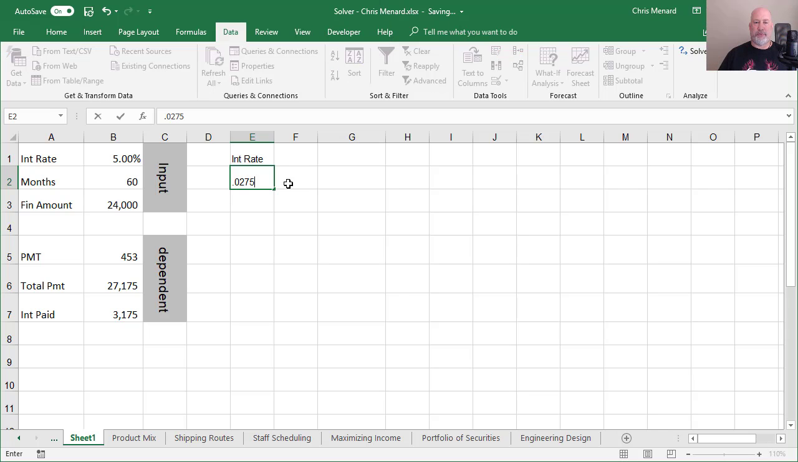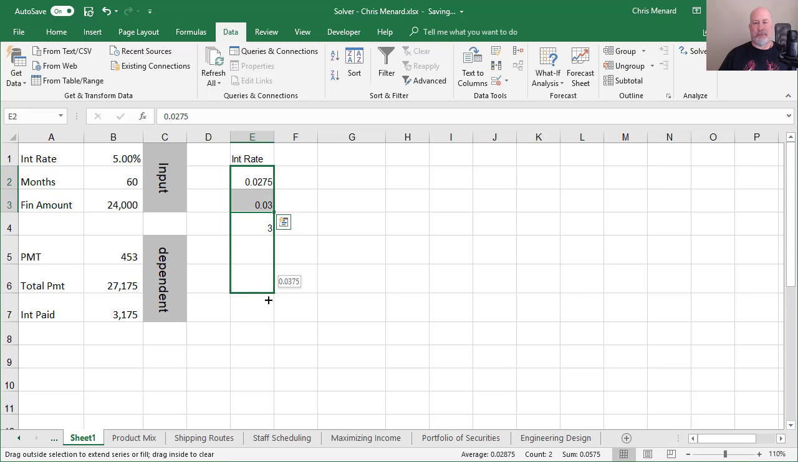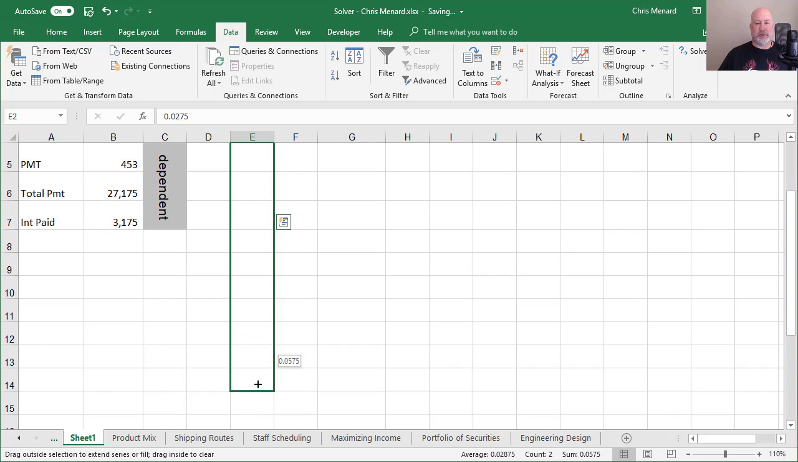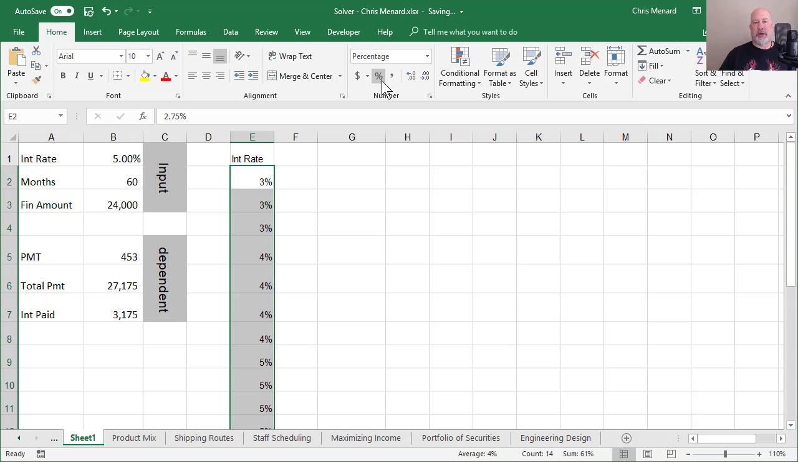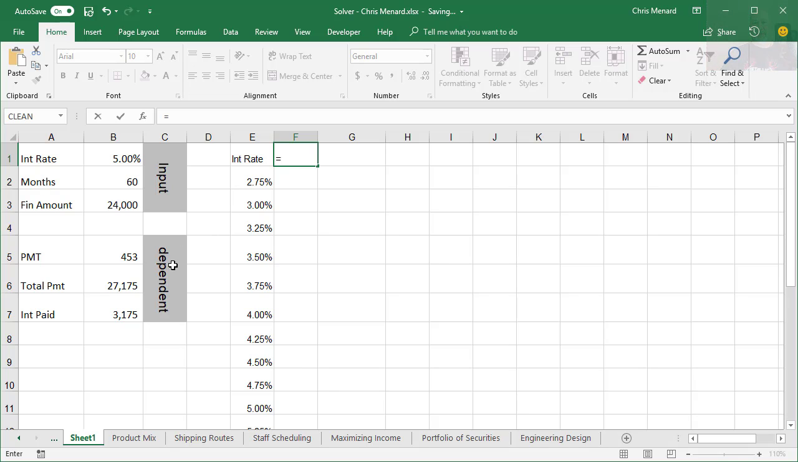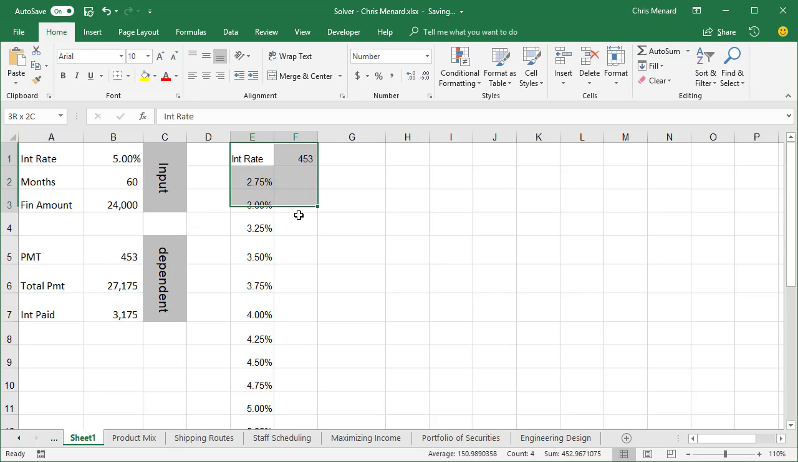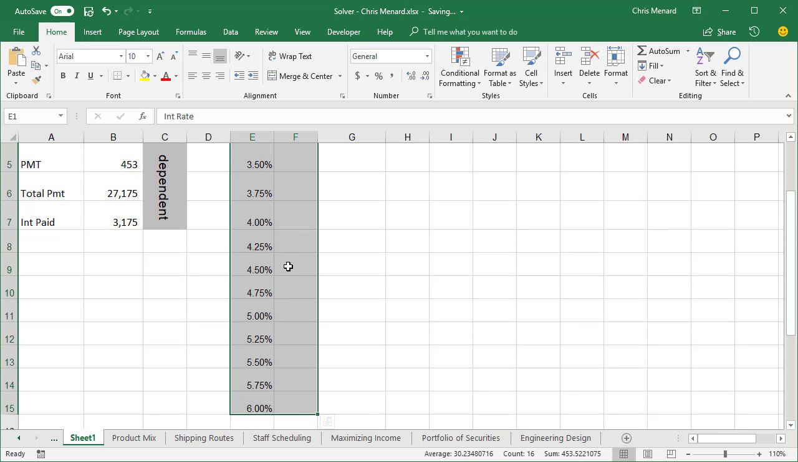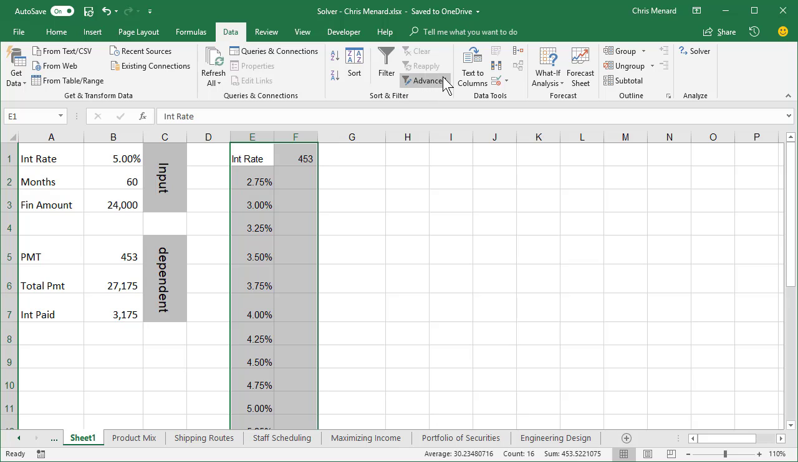So I'm going to start off at 0.275 and then 0.3, and let's autofill those down. And I'm going to stop at 7%. Oh, 6% works. Home tab, let's make them percentages and increase the decimal. There's my interest rates. In F1, I've got to do this formula, a 3D reference, equals, and it must be a dependent cell. I'm trying to figure out what's my payment going to be at those interest rates, so it's equals B5. I'm going to hide that in just 1 second. Highlight E1 to F15, data tab at the top, what if analysis, data table.